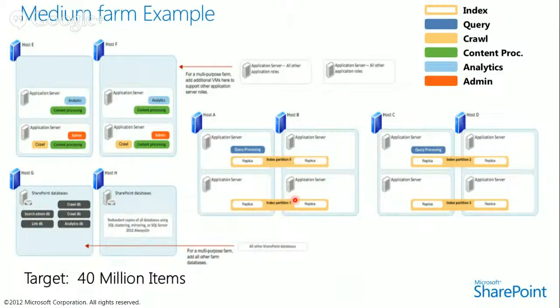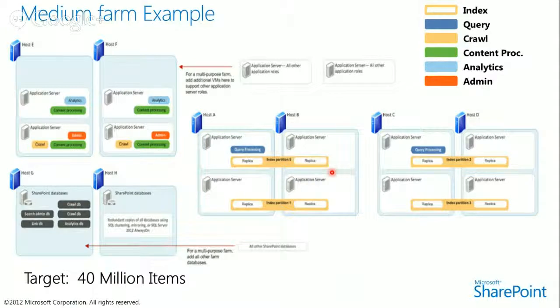Assuming that one index partition can actually, I'm sorry, there are four index partitions. So the approximate calculation is that per index partition it can have up to 10 million items crawled, and the configuration of that server could be somewhere between 4 cores of CPU and 12 gigs of RAM per application server. And this is what TechNet mentions for a medium server farm. Now if you see here, there are analytics and content processing components in a different server, and admin and content processing components in a dedicated server, but index components are associated, and query processing is also added to the same server in this case.